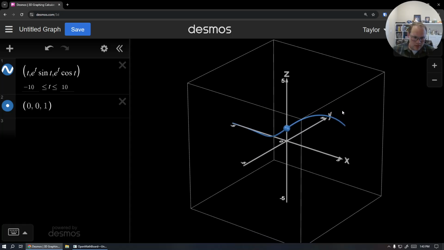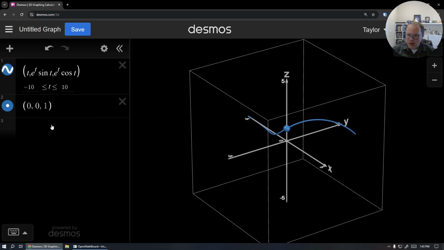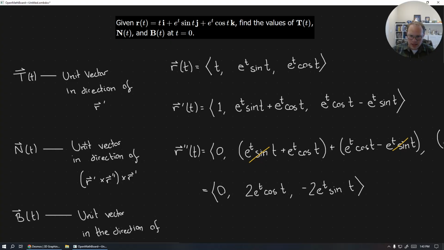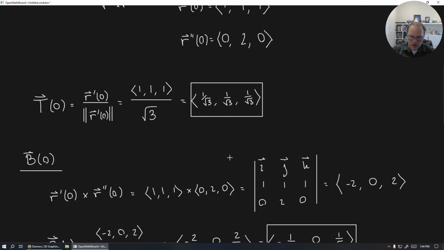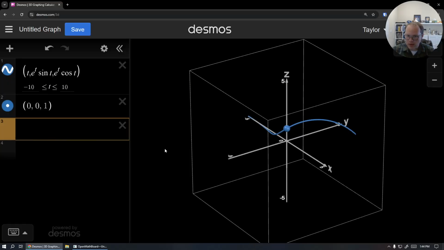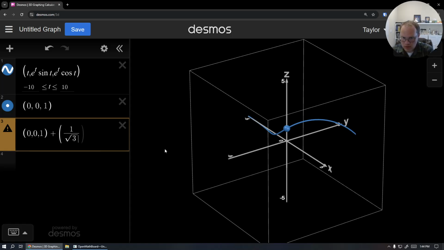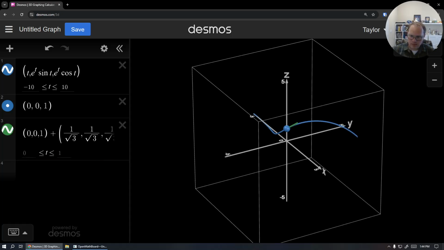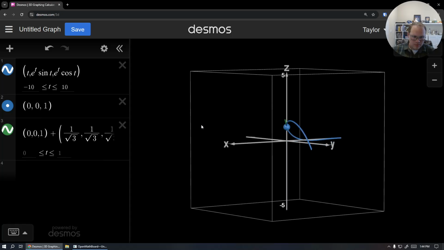Okay, now that's the point we're interested in. So let's start by plotting the unit tangent vector. The unit tangent vector at that point was 1 over root 3, 1 over root 3, 1 over root 3. Okay, so I'm going to start the vector at the point, and then I'm going to add 1 over square root of 3, 1 over square root of 3, 1 over square root of 3, t.